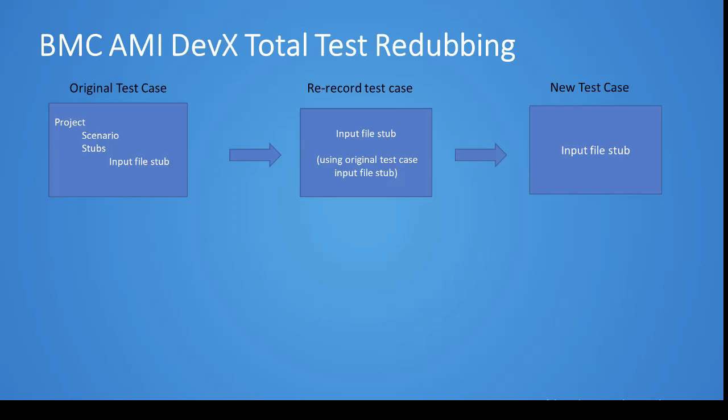So let's recap what we did. We created a baseline test case, and then we went in and re-recorded that test case using the input stub. By doing this, we created a new test case using the input stub from the original baseline test case.